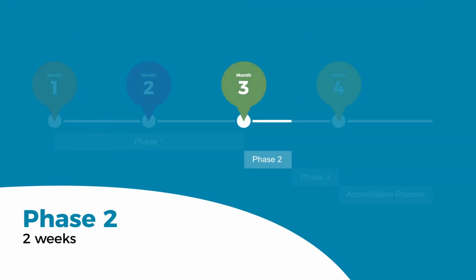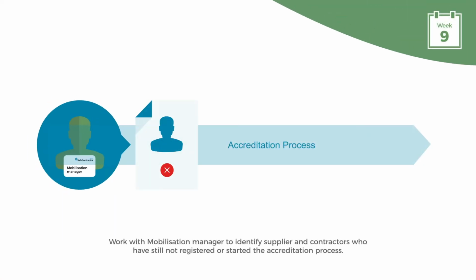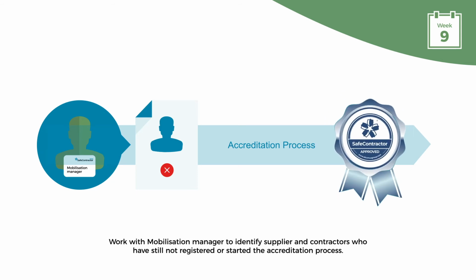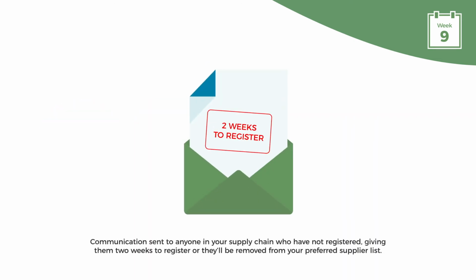Phase 2. This part of the process starts with your Mobilisation Manager working with you to identify the suppliers and contractors who have still not registered or started the accreditation process. We will send a letter or email to anyone in your supply chain who have not registered to let them know that they only have 2 more weeks or they will be removed from your preferred supplier list.